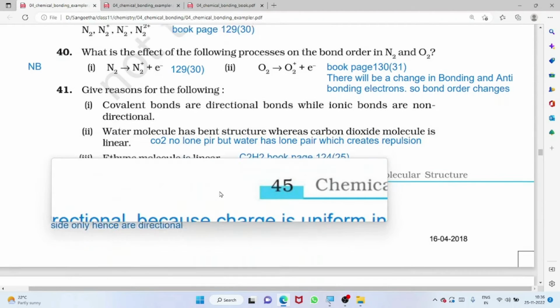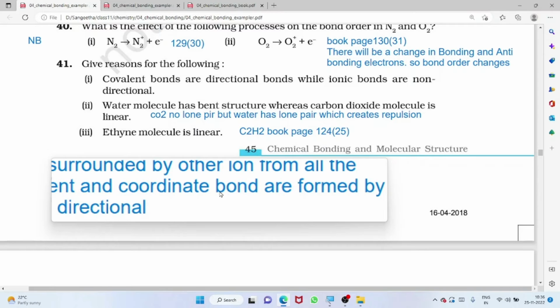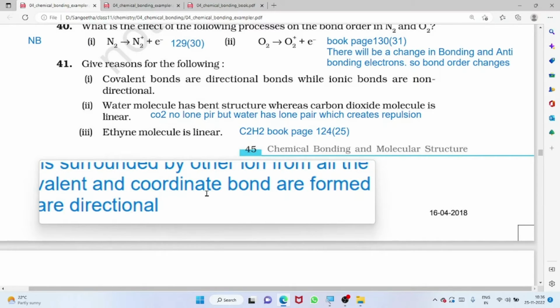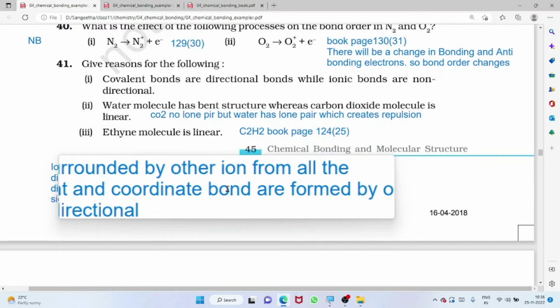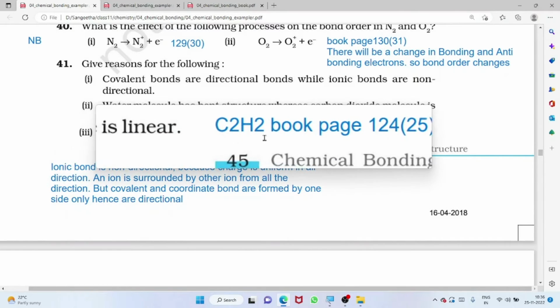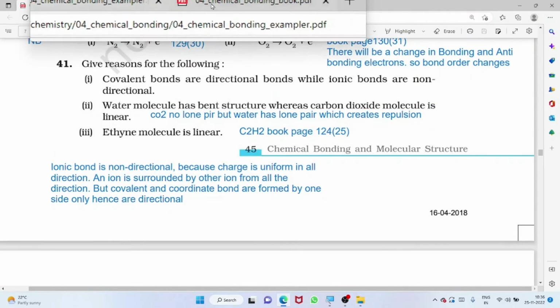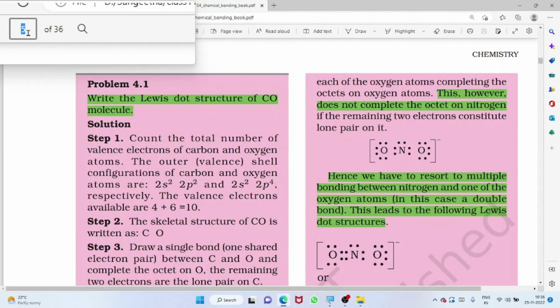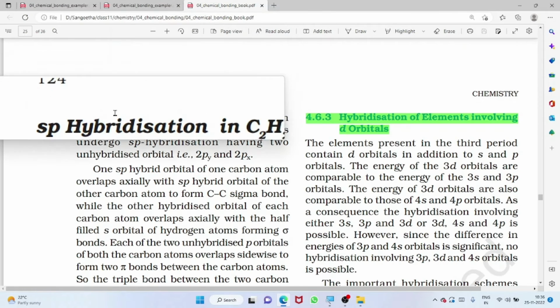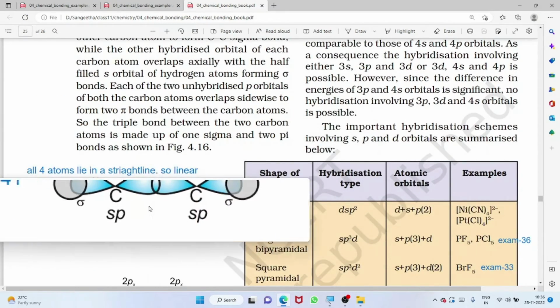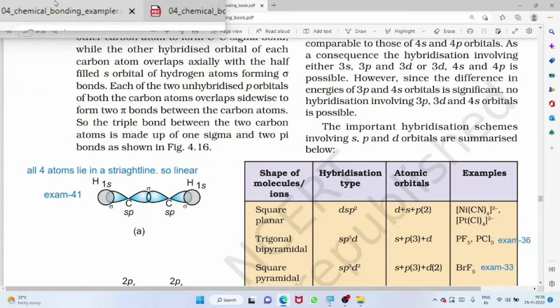Give the reasons for the following. Covalent bonds are directional bonds, ionic bonds are non-directional. The water molecule has a bent structure, whereas carbon dioxide, CO2, has no lone pair, but water has lone pairs. That is why it is a bent structure. Ethyne molecule is linear. This is the structure and hybridization for C2H2. You can go through this for the details.